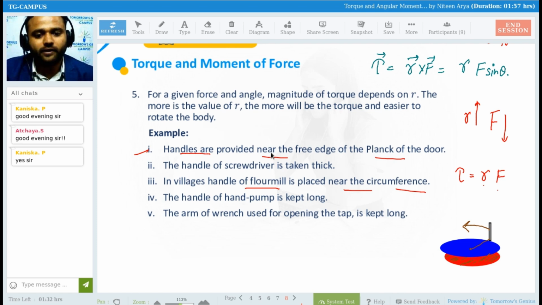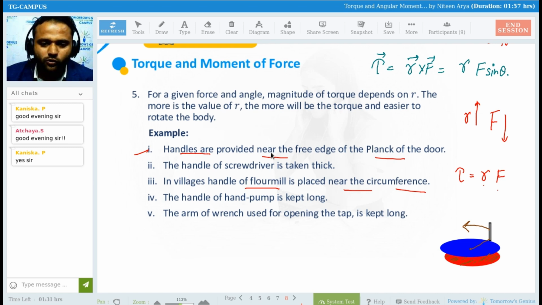The handle of a hand pump, that I think everyone knows, is kept long. And again, the hand pump handle is going to be kept long. Why so? To make the torque easily. You can feel it if you hold the handle of a hand pump very near to the rotary part, you need to apply a lot of force. So again, the torque and this R increasing thing is going to work there.